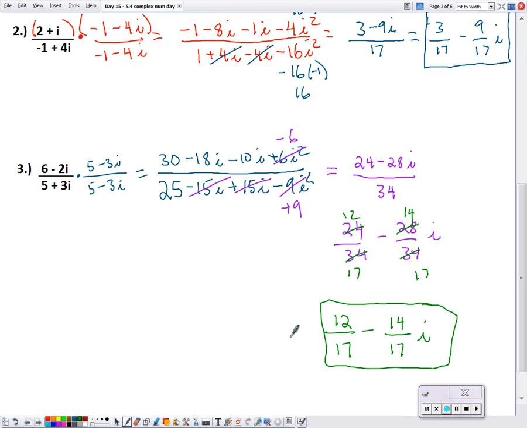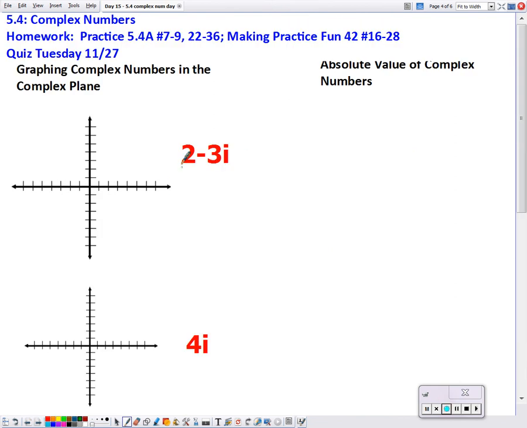All right, today we're also going to look at graphing complex numbers in a complex plane and using that to find the absolute value. These may look familiar to you. We used to call these x and y. Well, now we have the real axis and we have the imaginary axis.